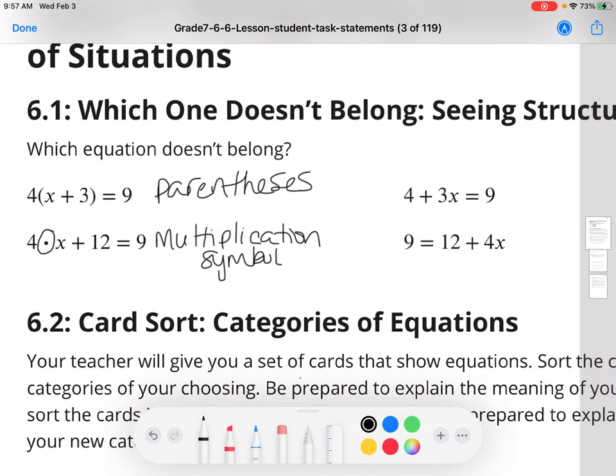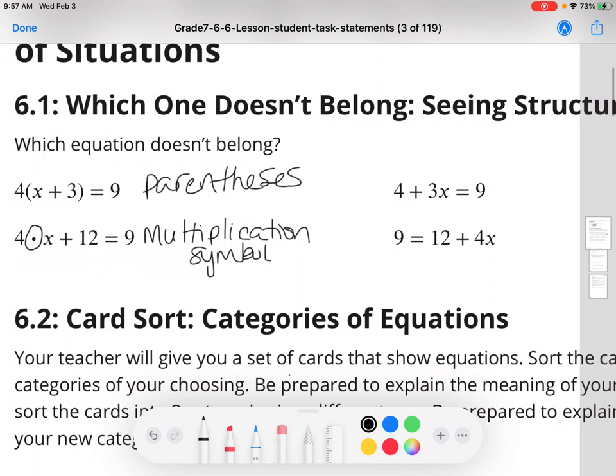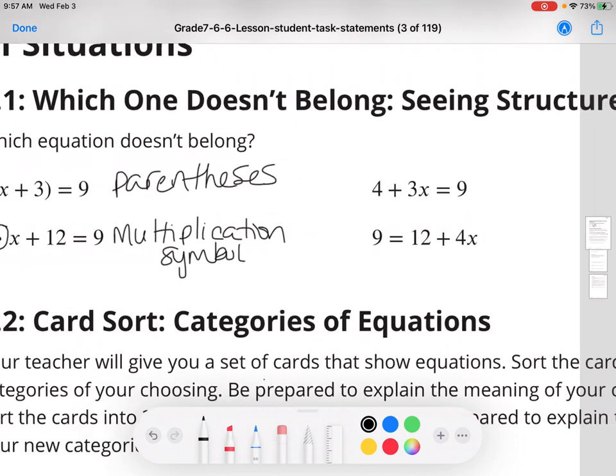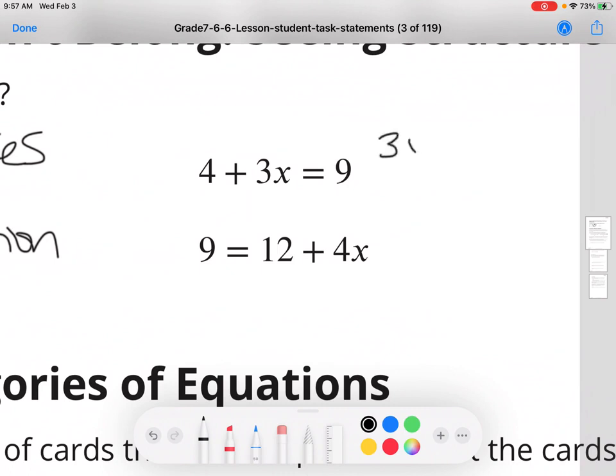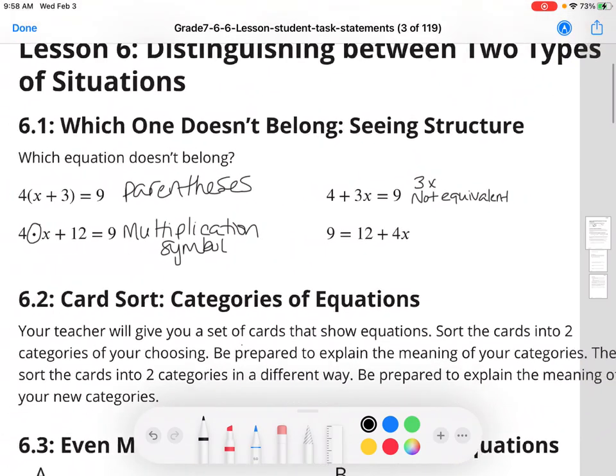Okay, then I have 4 plus 3x equals 9. So this is the only one that would have 3x. So I could say that it's the only one with 3x. And it's also the only one that is not equivalent. So it's not equivalent to the other 3.